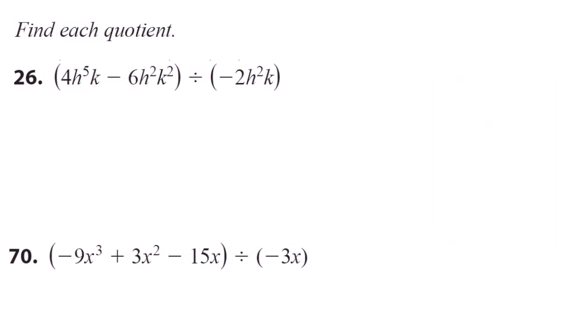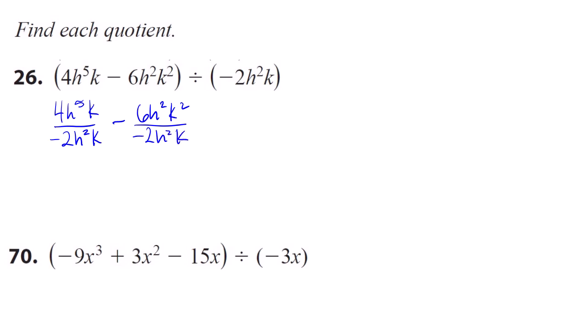So here we have the same type of problem, but just set up a little differently, right? So we can do the same thing. When we're dividing by a monomial, we can distribute that to each of the terms in the numerator, right? So I'm going to rewrite this as 4h to the 5th k, so this term here, divided by -2h squared k, minus 6h squared k squared, this term here. And then I'm going to put this on the bottom again.